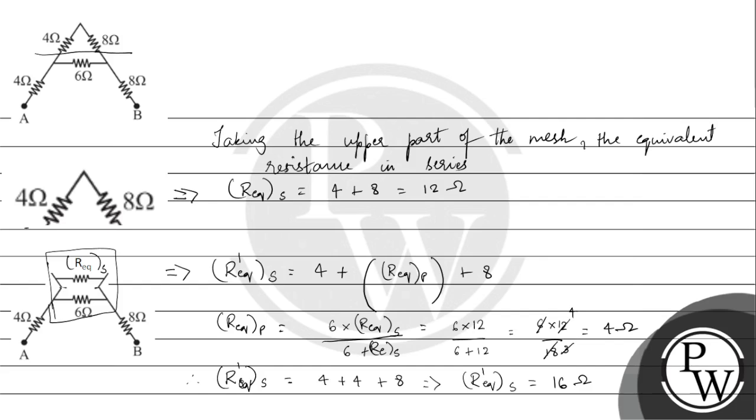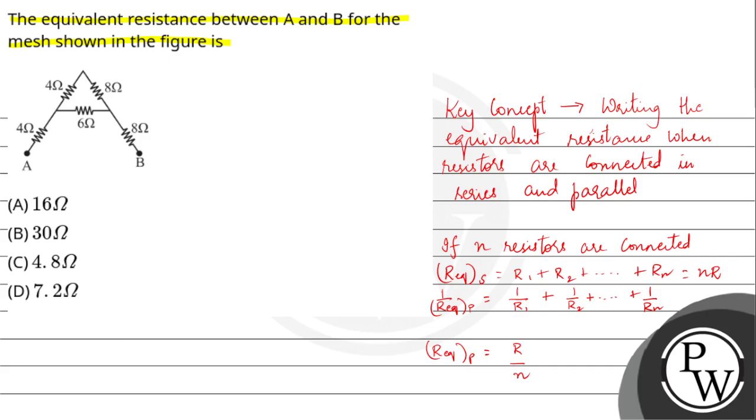तो अब हम क्वेश्चन पे जाके करेक्ट ऑप्शन को मार्क करेंगे. So the equivalent resistance between A and B for the mesh shown in the figure is, the correct answer is 16 ohms, and the correct option is option A.